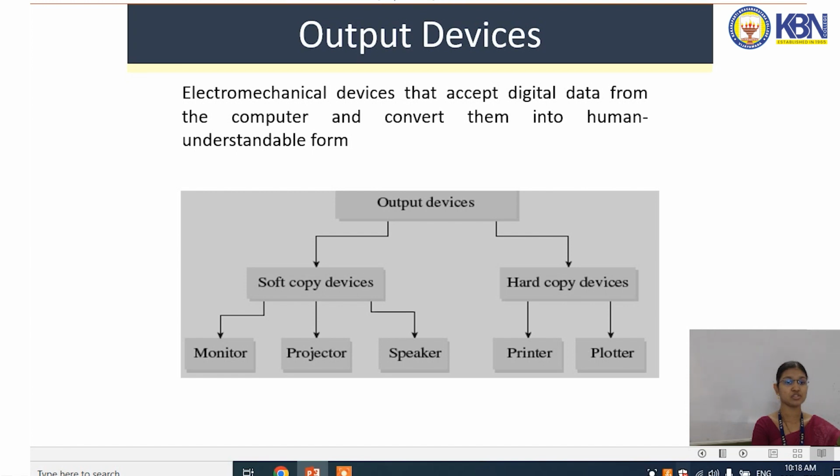Let's see the image. Output devices can be divided into two types. The first one is soft copy devices. The second one is hard copy devices. Soft copy devices are divided into three types: monitor, projector, and speaker. Hard copy devices are divided into two types: printer and plotter.